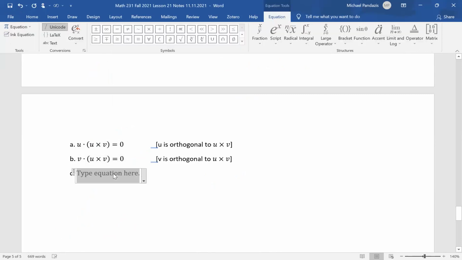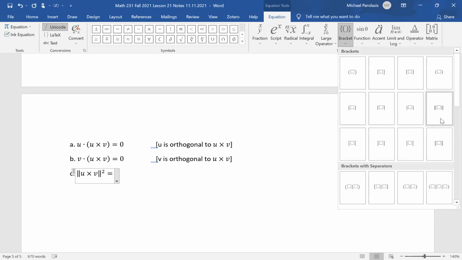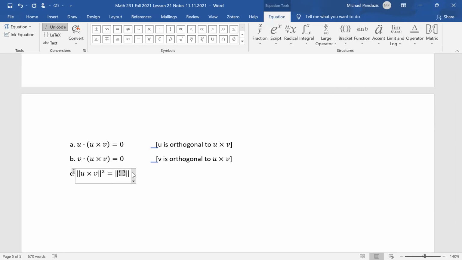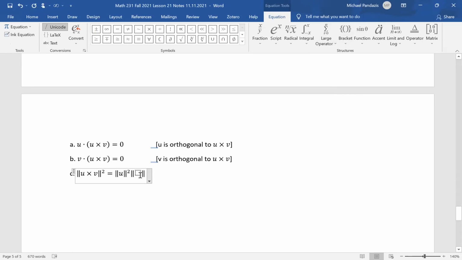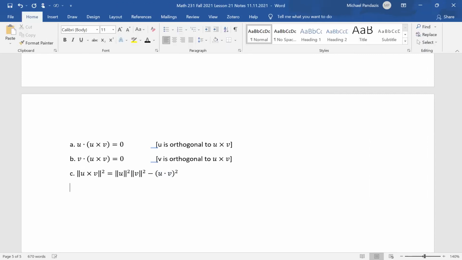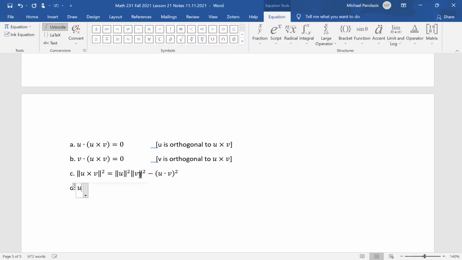Okay, and C, if you take the norm of u cross v, and you square it, it's equal to the norm of u squared times the norm of v squared minus u dot v squared. It's called Lagrange's identity, but you don't need to know the name. It's in the book, these names, if you want to know them.